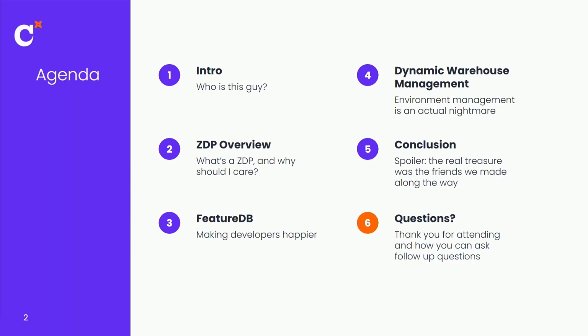So the structure of this: I'll talk about who I am, I'll talk a little bit about what Zendesk is and what we do, talk to you about ZDP, we'll explain that acronym, and then a couple of the features of our platform that really enable developers to produce assets quickly and with high quality. Those are FeatureDB and dynamic warehouse management. And again, we'll get into all the gory details. We'll wrap up with what we learned, and then hopefully we'll have time for Q&A.